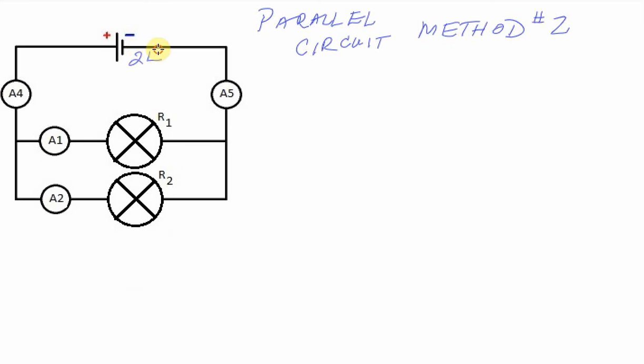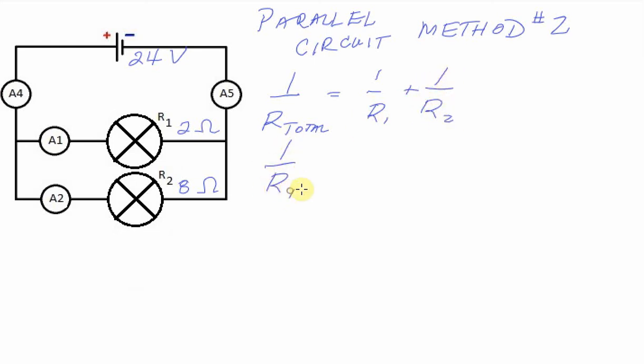If I know that this DC source is 24 volts and R1 has a value of 2 ohms and this has a value of 8 ohms, I can determine the total resistance using a formula that is specifically for a parallel circuit. 1 over R total equals 1 over R1 plus 1 over R2. So 1 over R total, I'll just put T, equals 1 over, well, I know that R1 is 2 ohms, plus 1 over R2, that's 8 ohms.